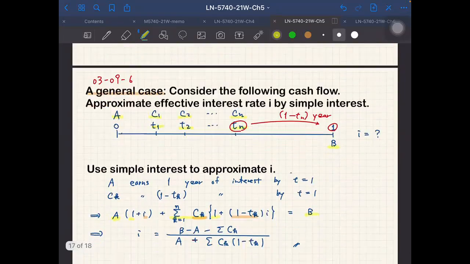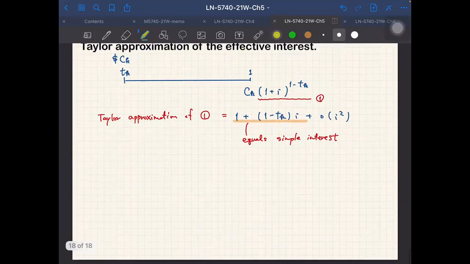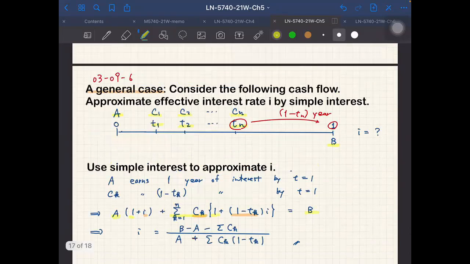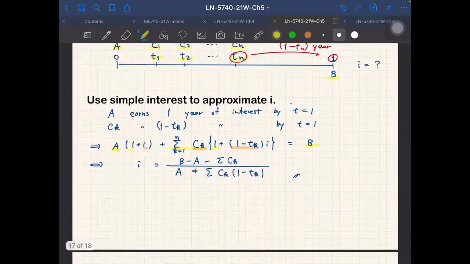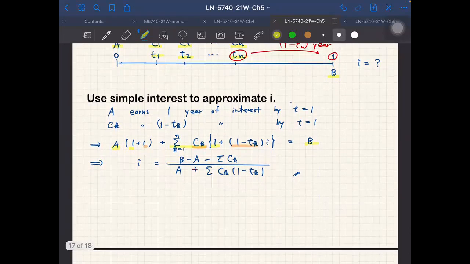So this is chapter 5, and also the dollar weighted and time weighted interest rates that we have studied. The time weighted interest rate is objective, the market return, and the dollar weighted interest rate is the investor specific interest rate.